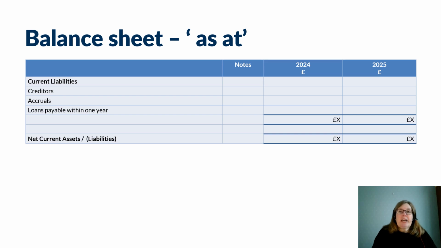Moving a bit further down our balance sheet, we come to the section where we show current liabilities. I'll explain what these are shortly, but please note here that after our total current liabilities, we have a subtotal called net current assets or liabilities. This is an important figure on the balance sheet and we'll talk about it a bit later.